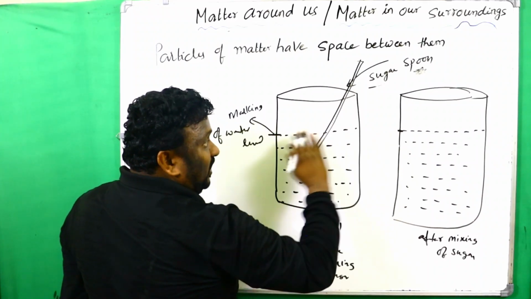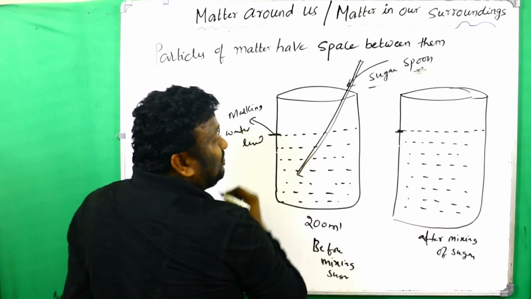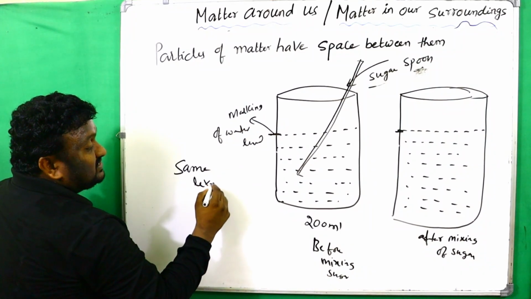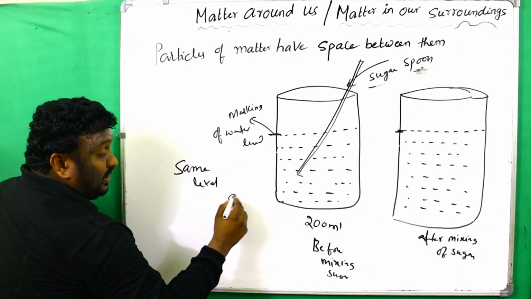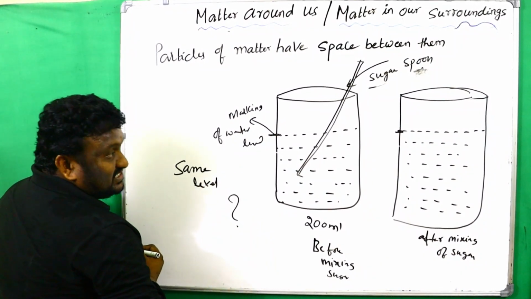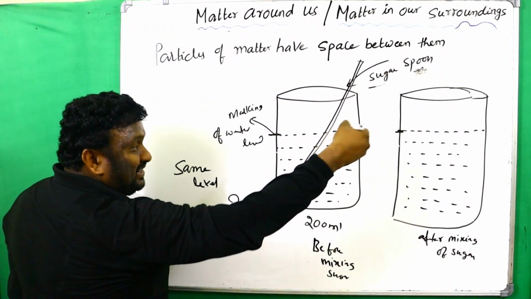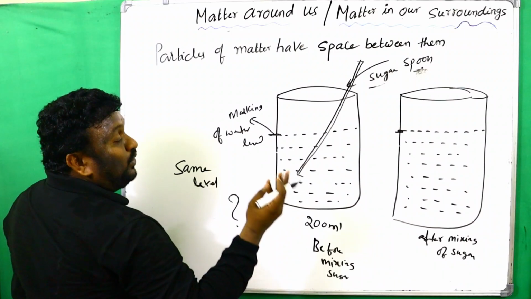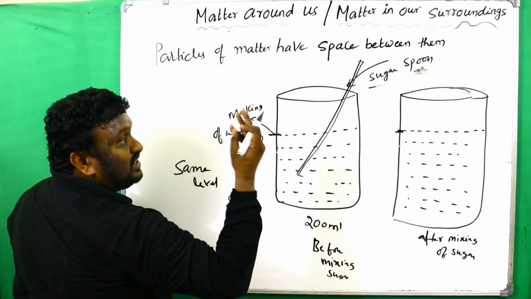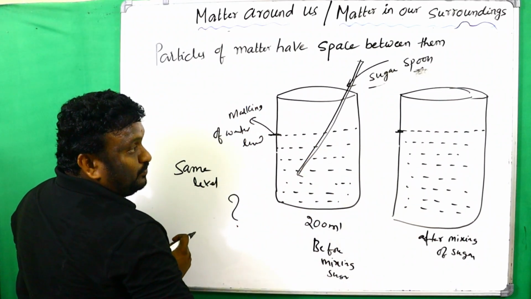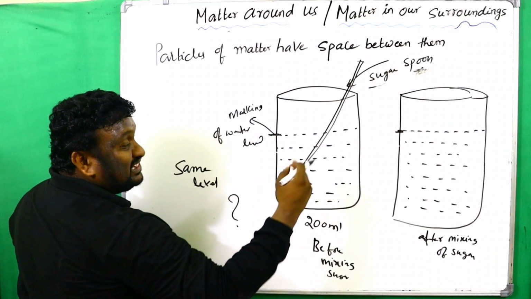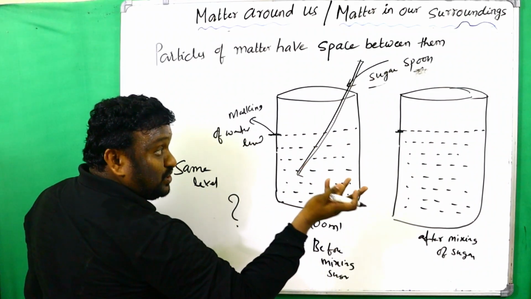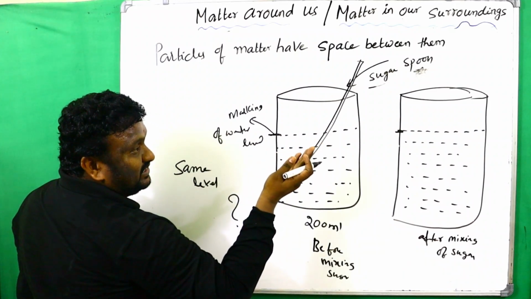If both are at the same level, then what about the sugar crystals? They have a particular shape and they have some size also. Then where will the dissolved content go? Why is there no change in the level of that sugar solution? You have to think about that.